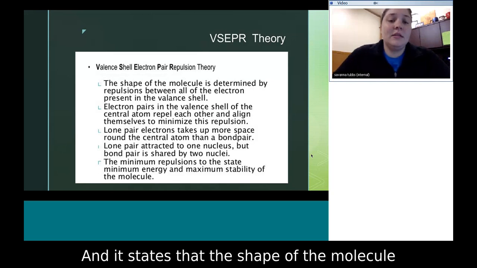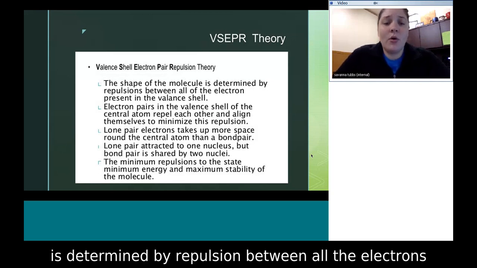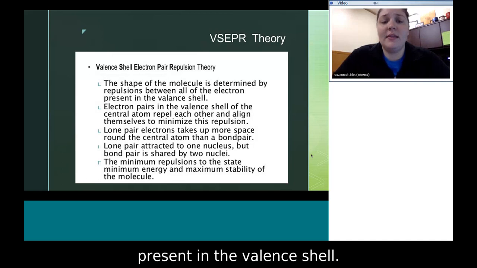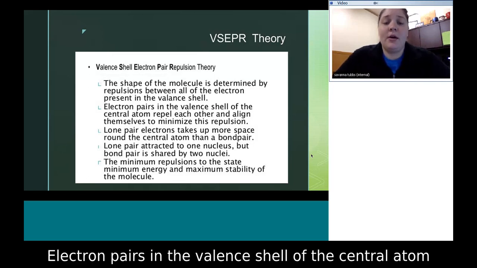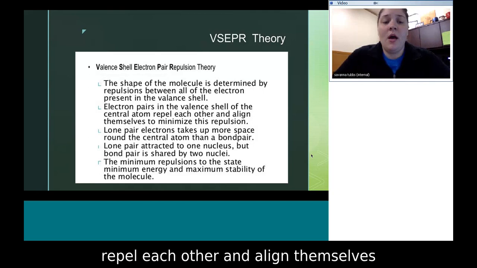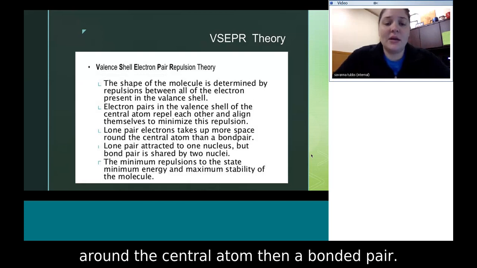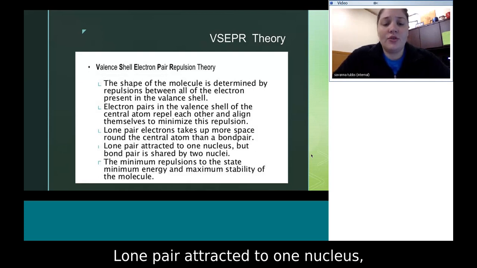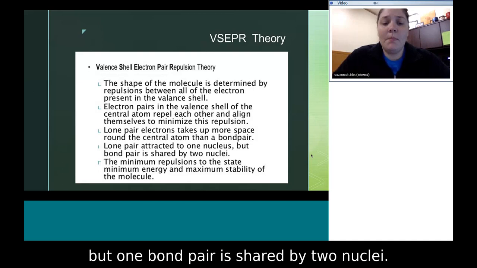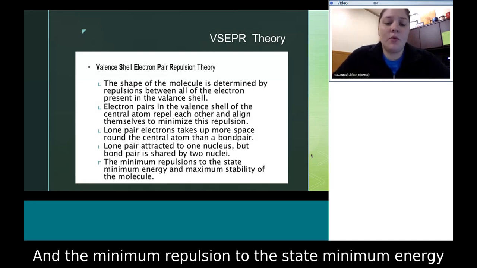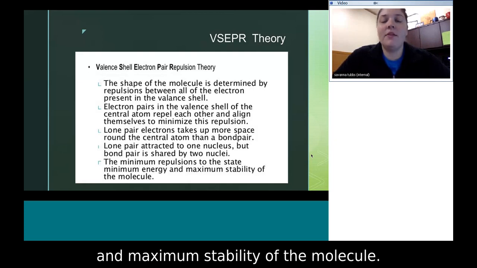It states that the shape of the molecule is determined by repulsions between all the electrons present in the valence shell. Electron pairs in the valence shell of the central atom repel each other and align themselves to minimize this repulsion. Lone pair electrons take up more space around the central atom than a bonded pair. A lone pair is attracted to one nucleus, but one bond pair is shared by two nuclei. And the minimum repulsions state minimum energy and maximum stability of the molecule.